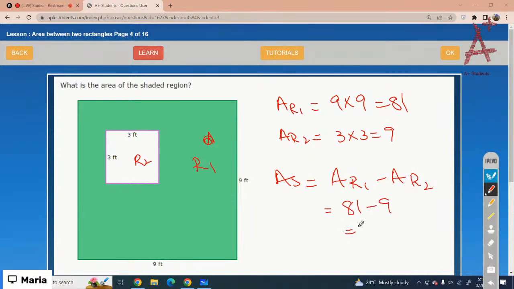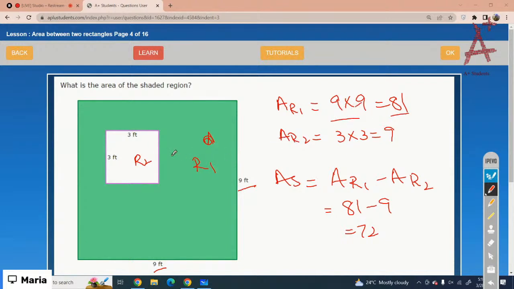Okay, let me explain again. Basically, you just have to calculate the area of the shaded region, not the white one. But the white shape is inside the colored shape, isn't it? So you have to calculate the area of the bigger rectangle. We can calculate the areas by length times width. The length is 9, the width is 9. It would be 9 times 9 is 81.